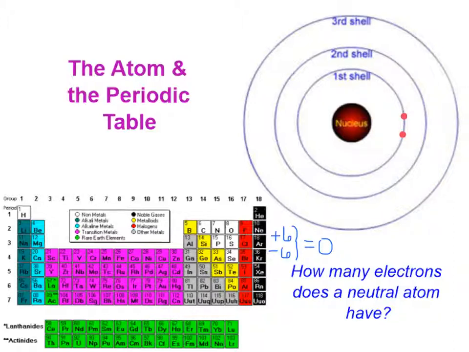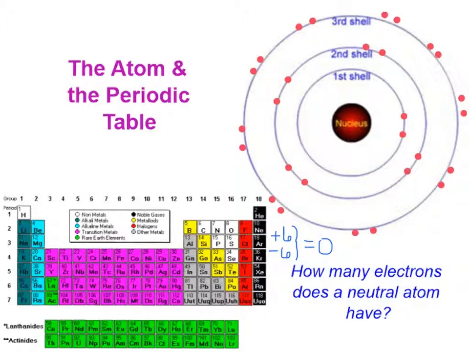Here I just placed 2 electrons in this very low energy level. Electrons close to the nucleus have lower energy than electrons further away. Electrons also occupy energy in very, very specific patterns.